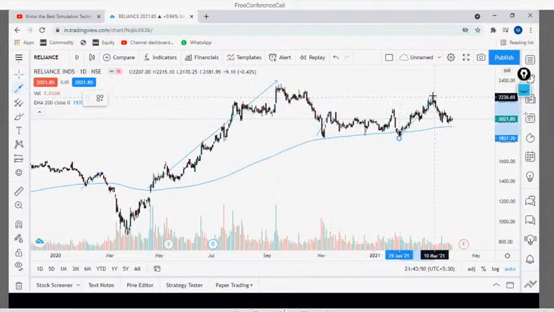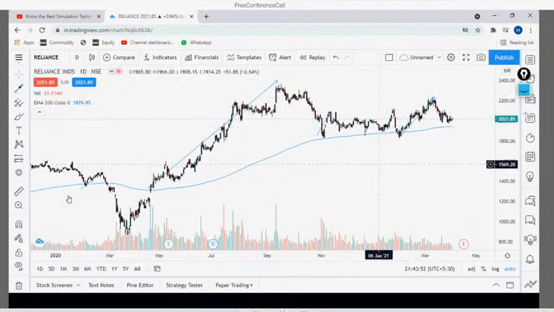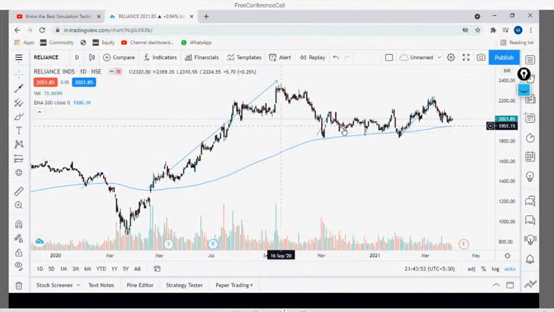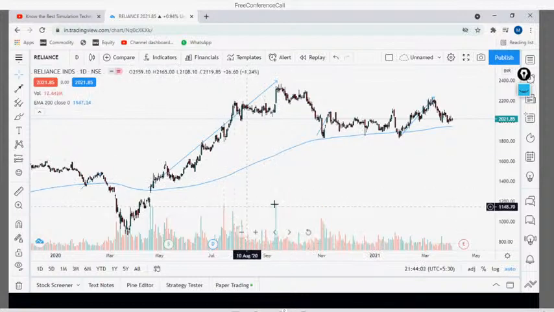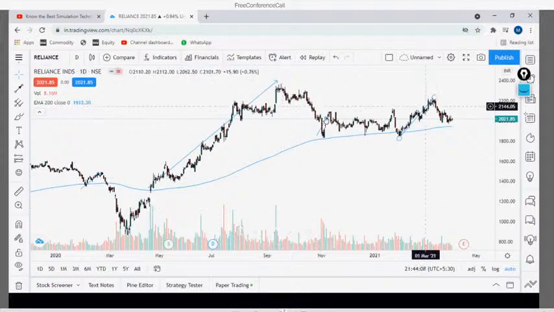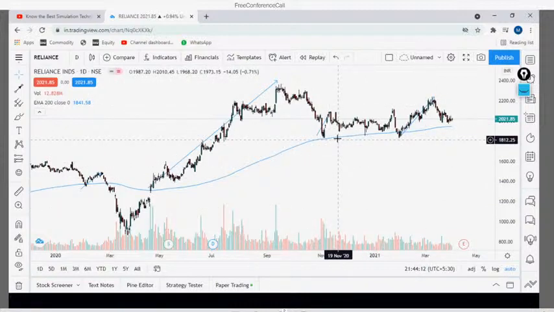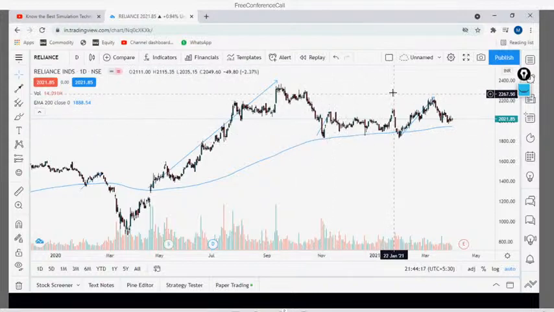I'm just talking about Reliance. Whenever Reliance is coming near the 200 days moving average, it is taking that support and trying to move upside. So this will become one of your criteria for entering whenever you are planning to buy Reliance. Just have this criteria also. Whenever it comes near the 200 days moving average, most of the time it has taken support and given an upside movement.